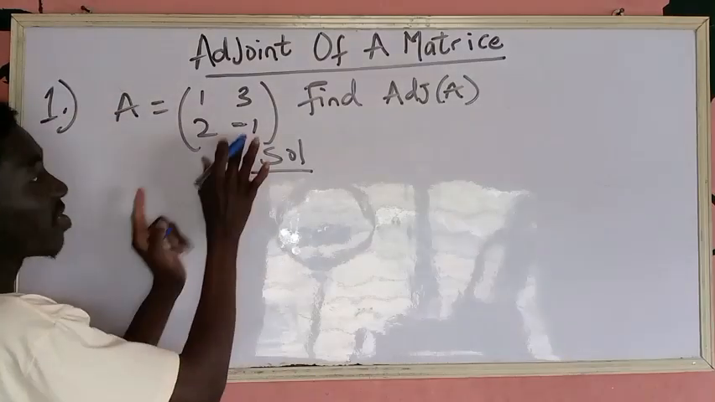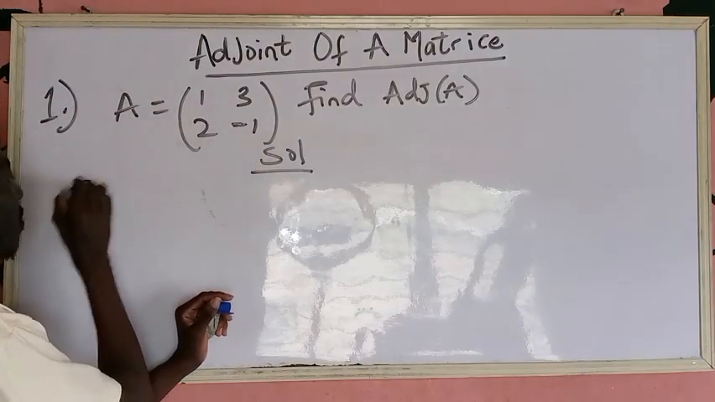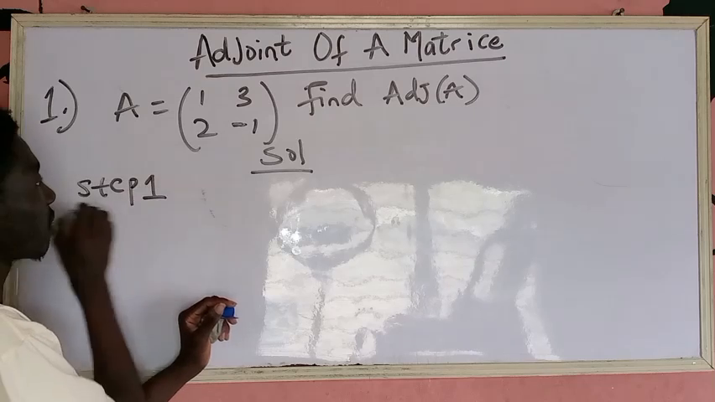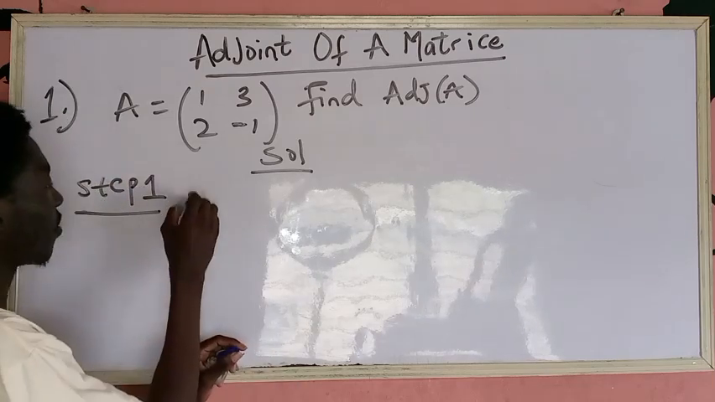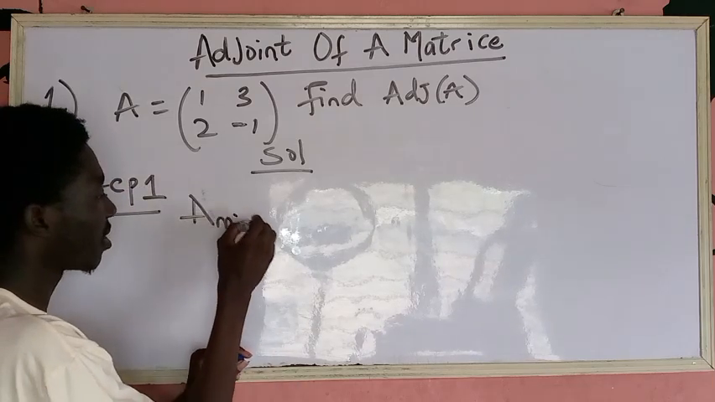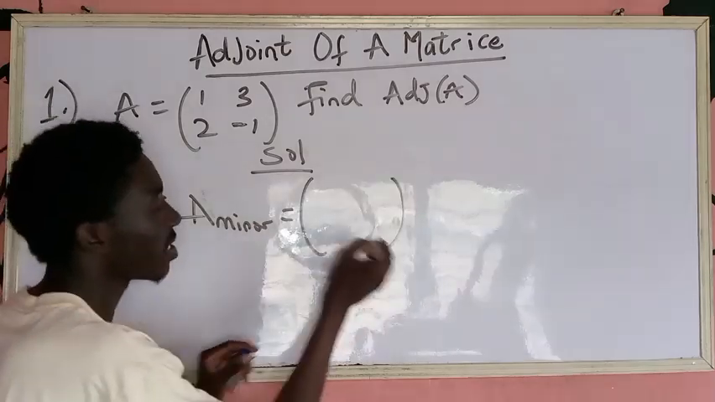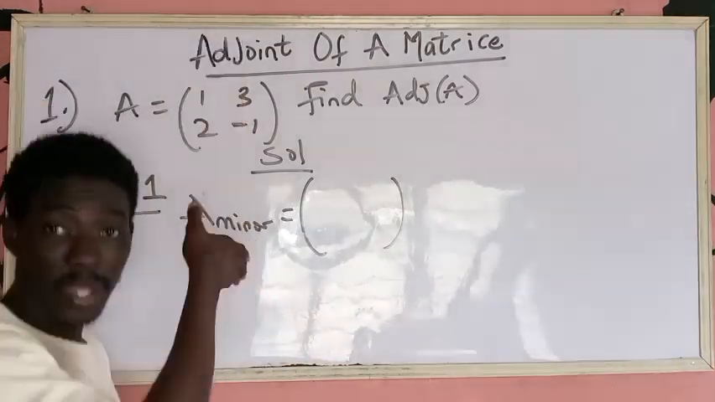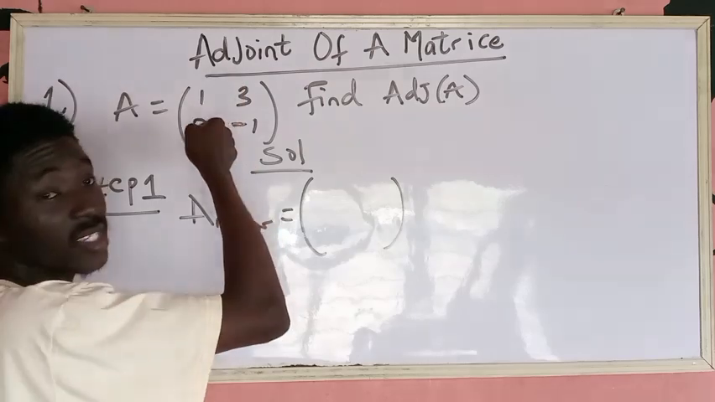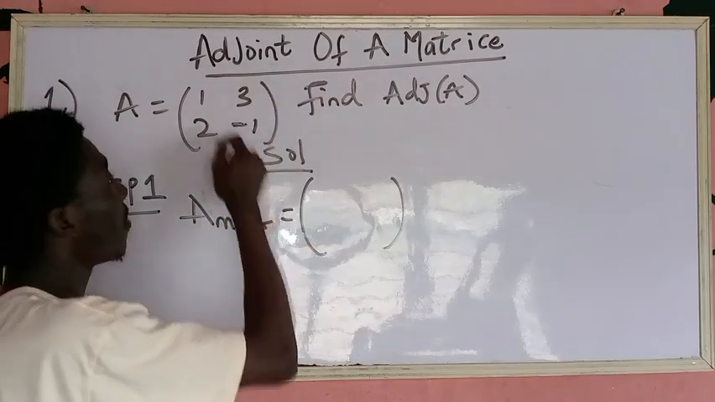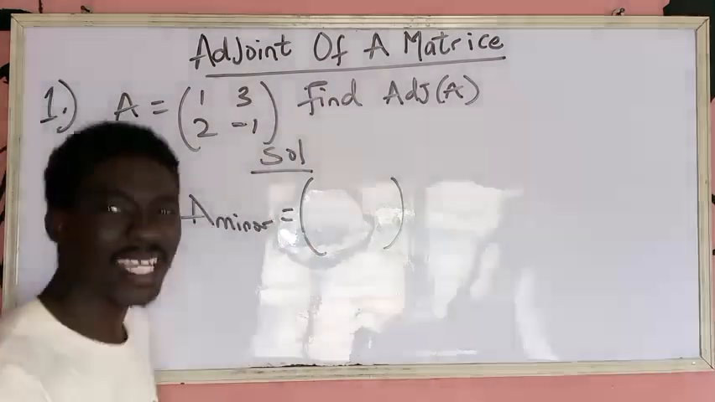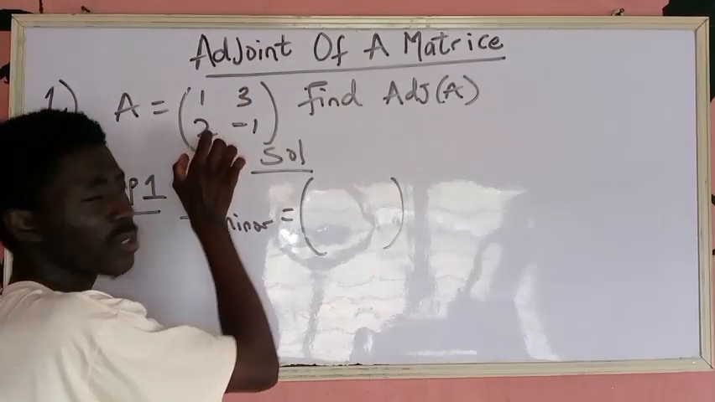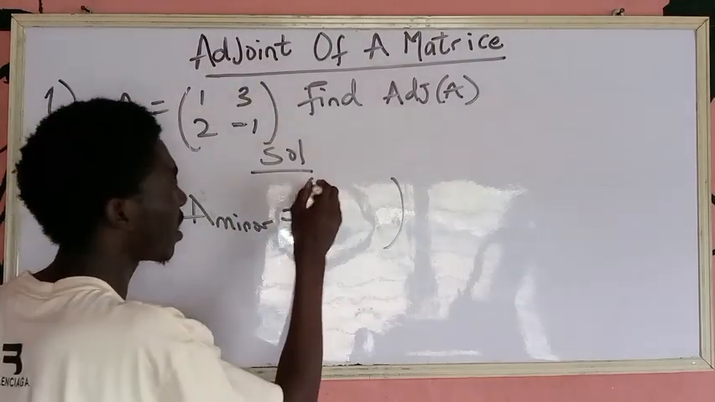In that case, for this, my step 1 is the minor. What is the minor of A? The minor of A is this. You take out an element, block out the column, block out the row. I'm left with a minor. So you write the remainder. For 1, block out this column, this row. I have minus 1.